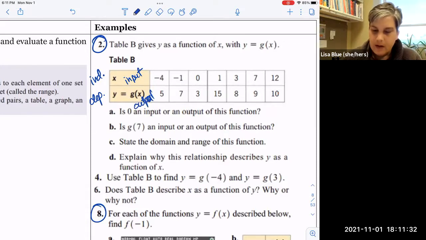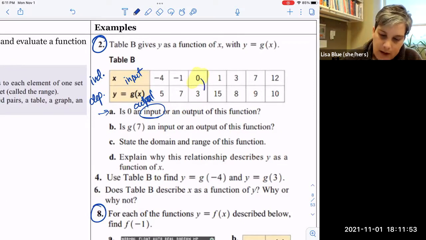All right. So from there, they're asking, is 0 an input or an output of this function? And we see that the only place we have a 0 is in the x. And so that's going to make that 0 an input. So we're going to put 0 into the equation. And when we put 0 into the equation, our output is 3.